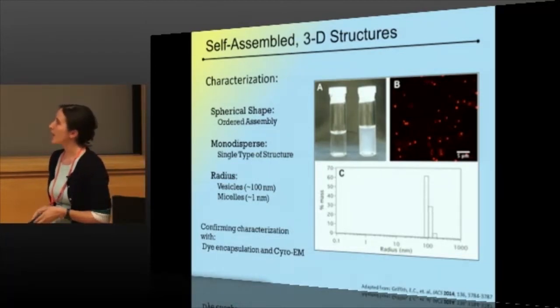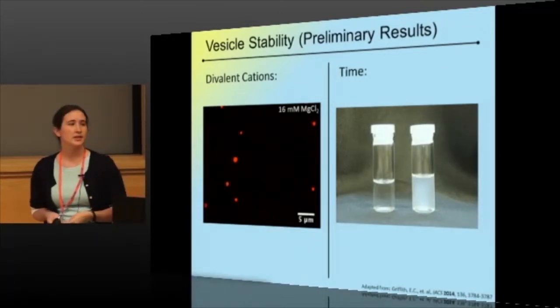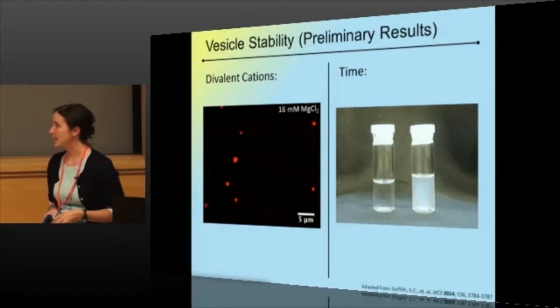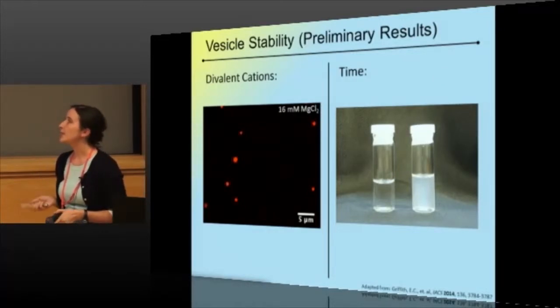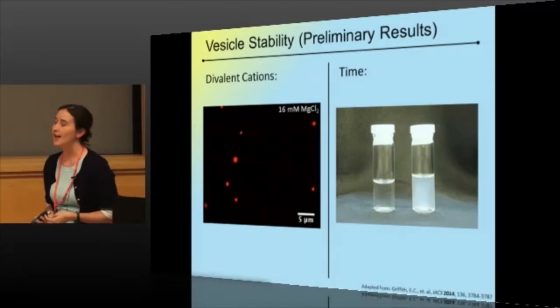But if you do think that we have vesicles, we need to talk about their stability, so their stability to divalent cations like magnesium. These are all preliminary results, but we've seen to some extent that they do appear to be at least a little bit more robust than just fatty acid vesicles in the presence of magnesium.